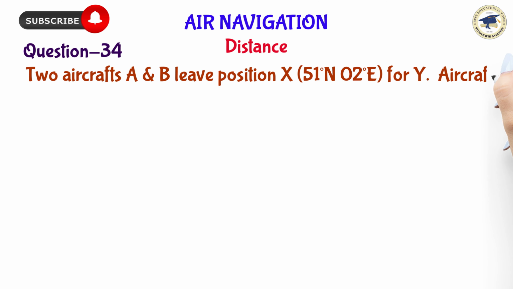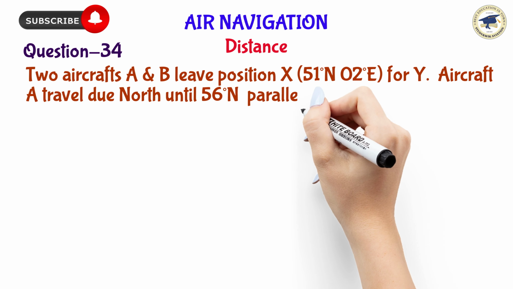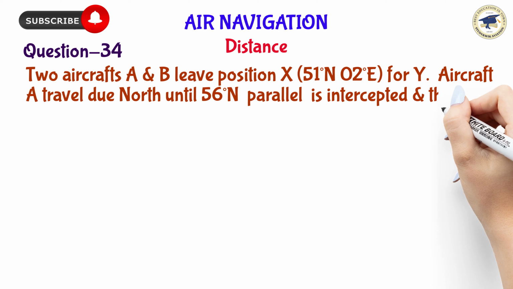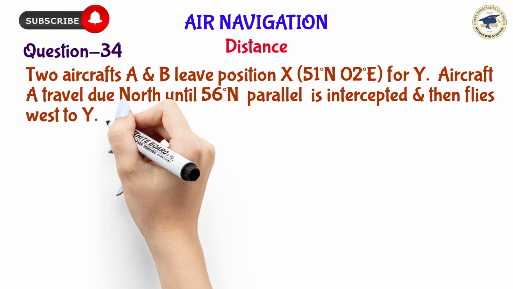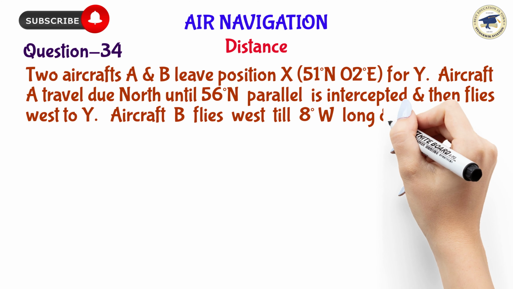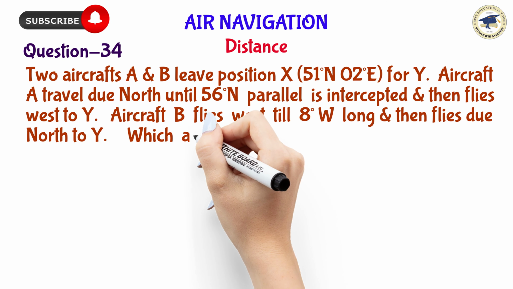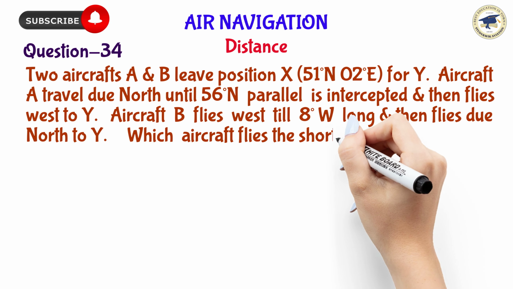Two aircraft, A and B, leave position X at 51 degrees north, 2 degrees east, heading to position Y. Aircraft A flies due north until it reaches the 56 degrees north parallel, then flies west to Y. Aircraft B flies west to 8 degrees west longitude, then flies due north to Y. We'll determine which aircraft flies the shortest distance and by how much.